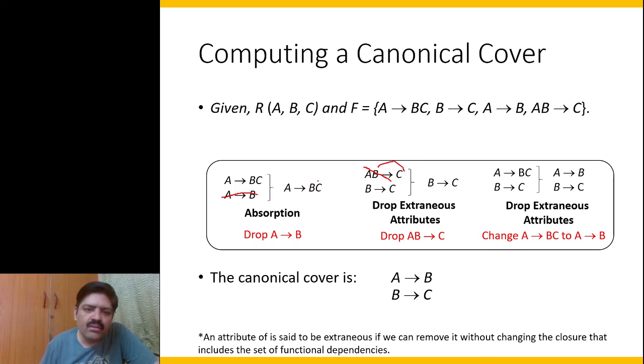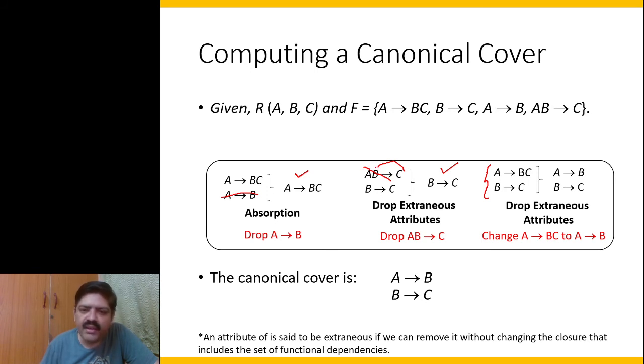You could, so now you have two functional dependencies, A to BC and B to C. If you take these two functional dependencies and look for either absorption or dropping extraneous attributes, you will see that you can do some further refinement here. So we are dropping an extraneous attribute. We know that A determines BC and B determines C.